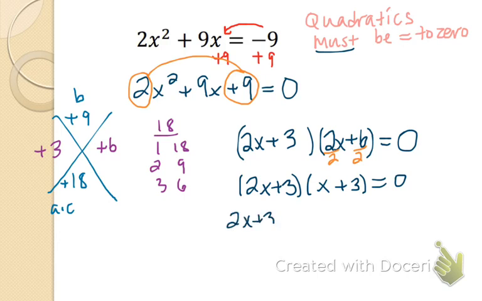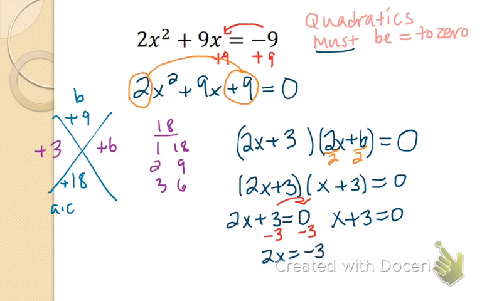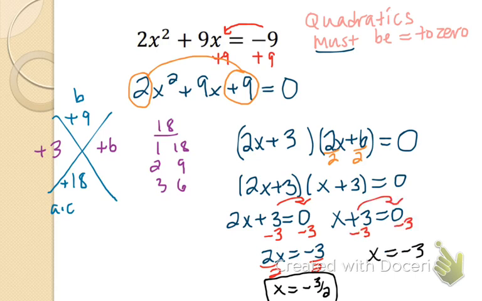And then we just have to set each individual one equal to 0. And again, solve for x. We move the 3 over. We get 2x is equal to negative 3. Divide by 2. And keep your answer in fraction form. So we found one solution. Move the 3 over, and so we found our second solution.